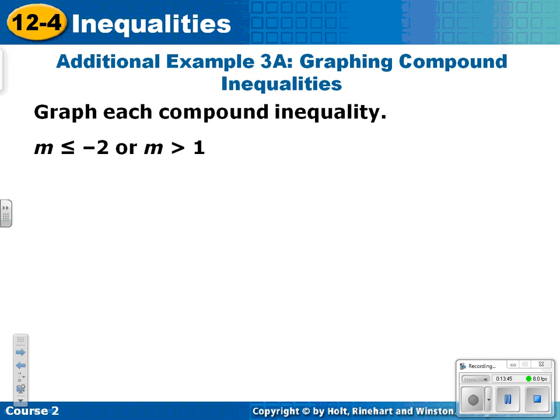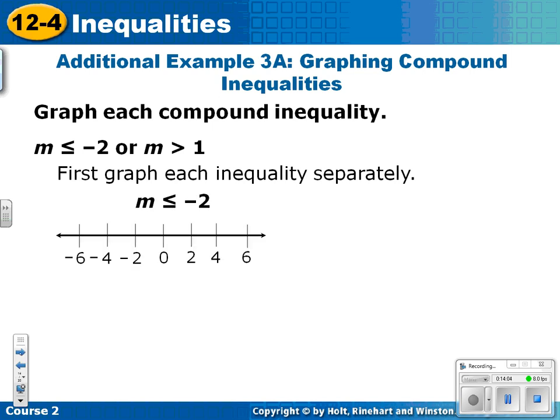M is less than -2, or M is greater than 1. Step number 1. You need to graph both of the different inequalities. So you know how to do this. You can graph this, and you would put a circle at -2. Would we do everything to the right or everything to the left? Careful. The value is anything that's less than -2. So am I going to the left or to the right? Going to the left.